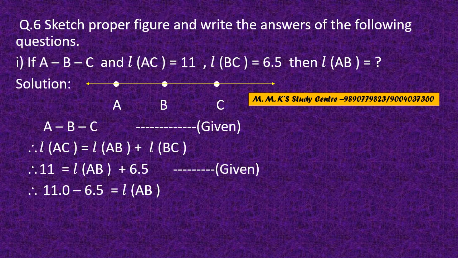So while doing the subtraction, children, place the decimal below the decimal. Place the decimals one below another and do the subtraction. So you will get the answer 4.5. So length AB will be 4.5, children. Okay, so length AB is 4.5 units. Do not forget to write units.